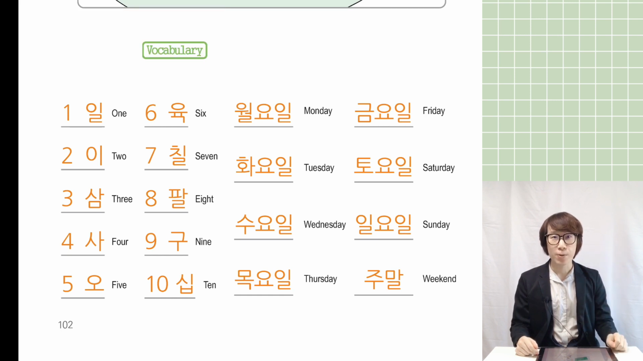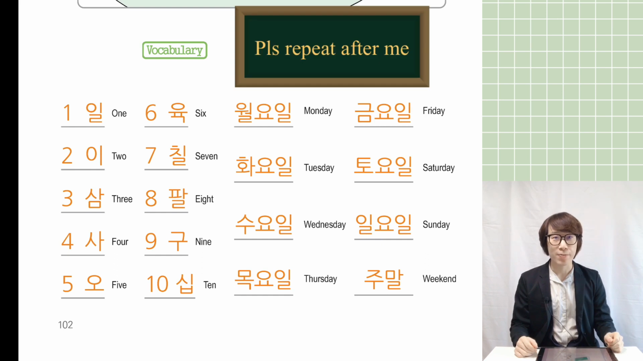Good job. So you can use this number 1 to 99. So this number is used for dates. When you say a date, you can use this number. And about days of the week, please repeat after me.